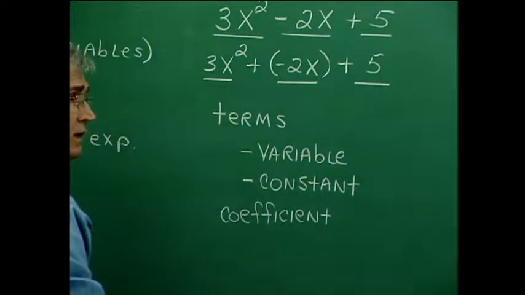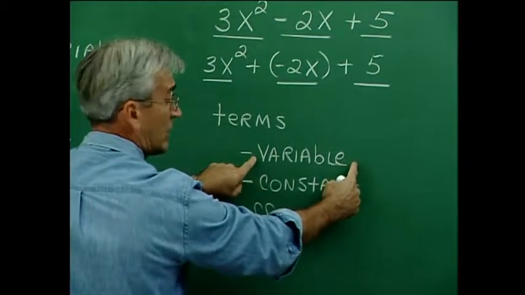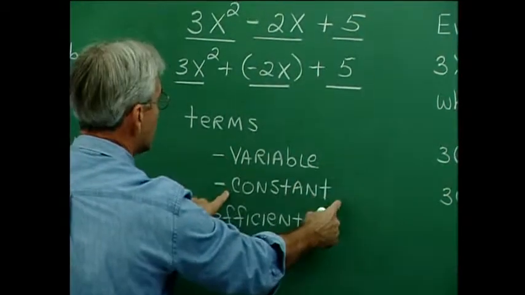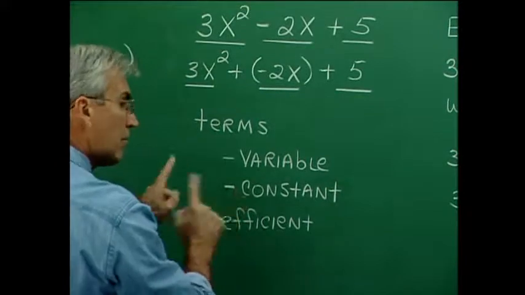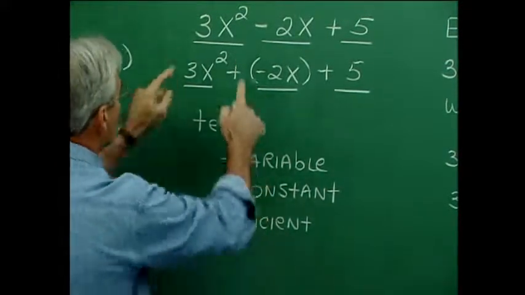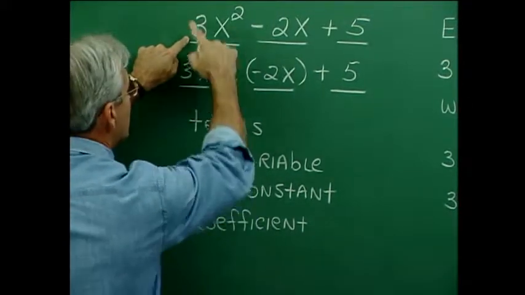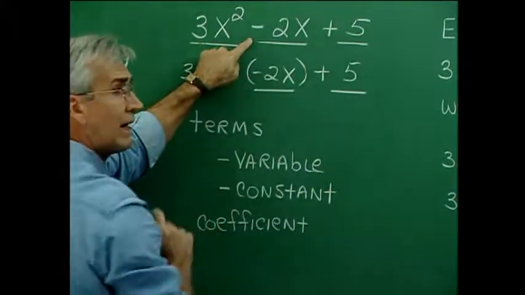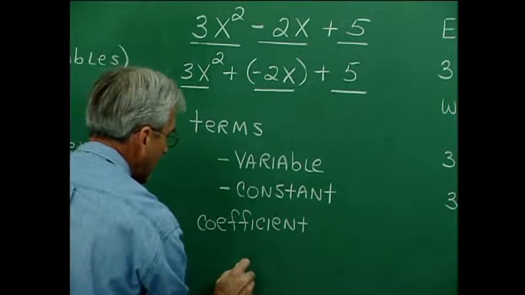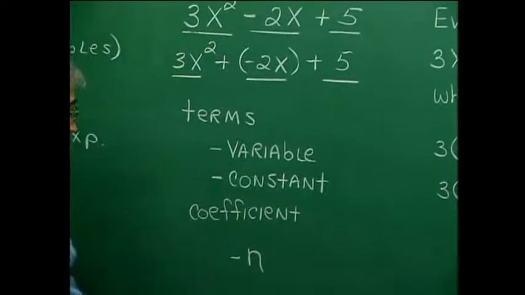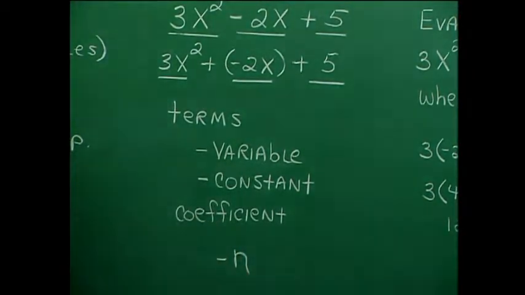Now, the terms fall into a couple of categories. We have variable terms and a constant term here. The variable terms are the terms that involve variables or letters, and the constant term is the 5 here. Coefficient refers to the number part of a variable term. Here, the numerical factor is 3. So 3 is the coefficient in this term. In this term, the coefficient is negative 2. Now, if we have a letter that's kind of a standalone, like, let's say negative n, the coefficient would be negative understood 1. So the coefficient is negative 1 for that term.